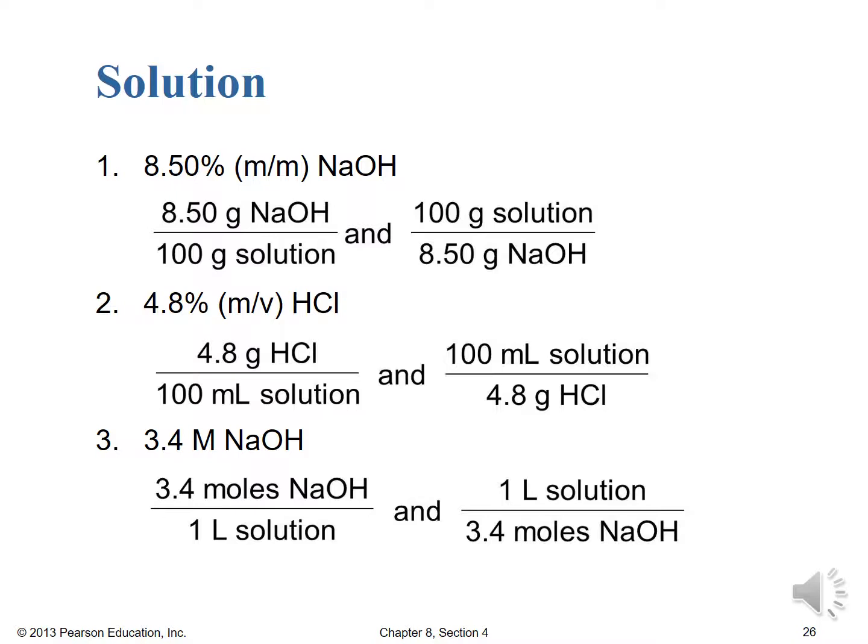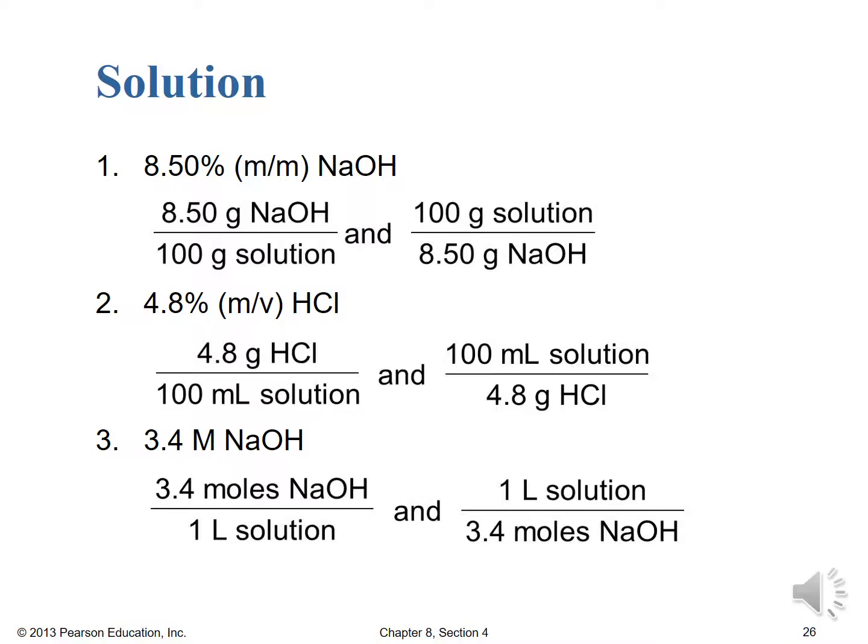Finally, for our third part, we have 3.4 molar NaOH, which means we have 3.4 moles of NaOH per 1 liter of solution, but it also means we have 1 liter of solution per 3.4 moles of NaOH. So depending on the dimensional analysis setup, we may need to have it one way or the other so that it will correctly cancel and give us our desired result. So just feel comfortable representing them either way.